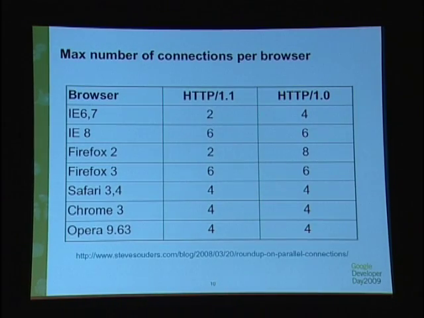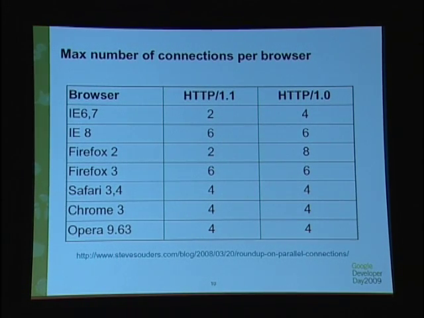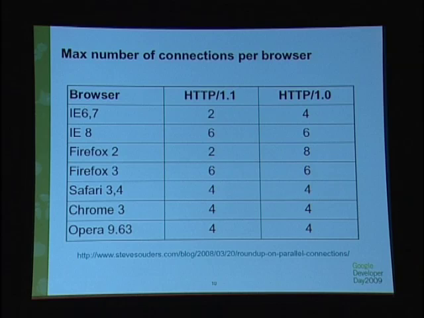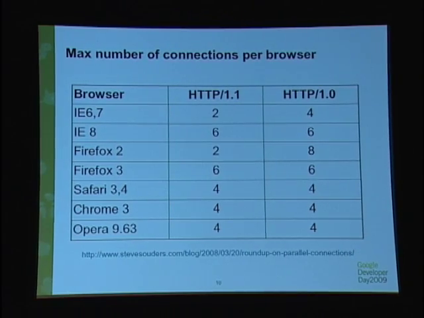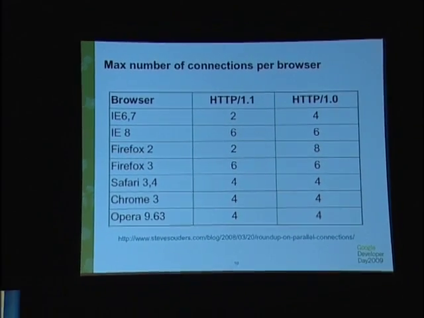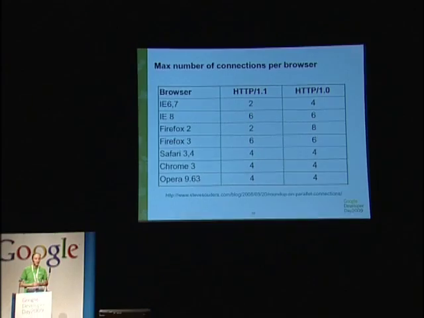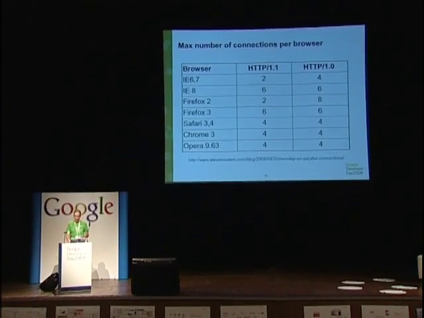Now, I talked to you about the number of connections. This is from Steve Souders' blog. And you can see there that depending on the web browser, there's a different number of connections that the client can create with the server at the same time. This is per host name. So if I'm connecting to www.google.com, then that web browser can only create, say, in Firefox 2, 2 connections. But in Firefox 3, you can create 6 connections. So you can have 6 simultaneous image downloads or HTTP requests.